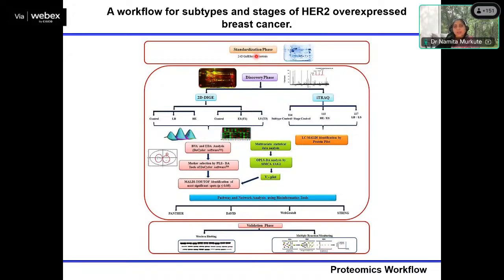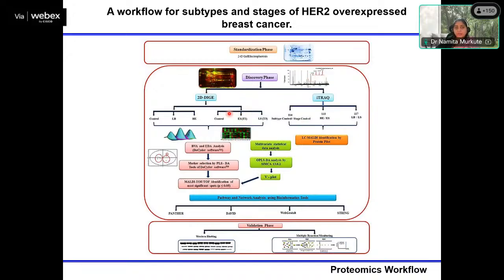So first is the standardization phase. Standardization of the extraction of the metabolome or proteome is very important so that you ensure your method is working fine and you are extracting as much as possible, 100% or say 90% of your molecules. Then the discovery phase is there. In this, you identify all the metabolome or all the proteome present in your sample. In the discovery phase, I use two methods, gel-based and gel-free. Both are labeled.